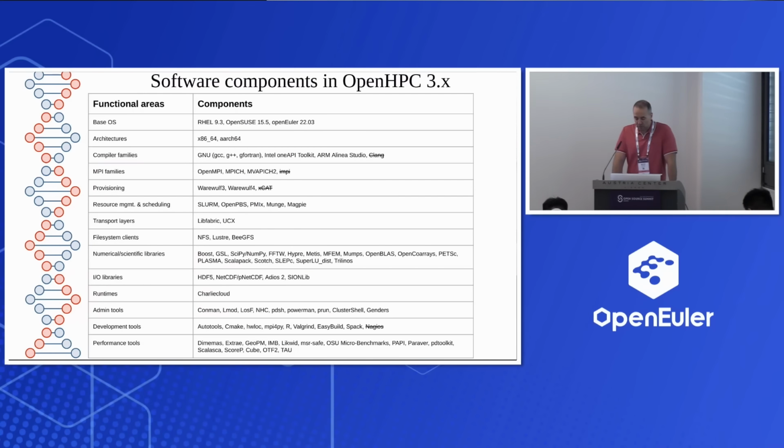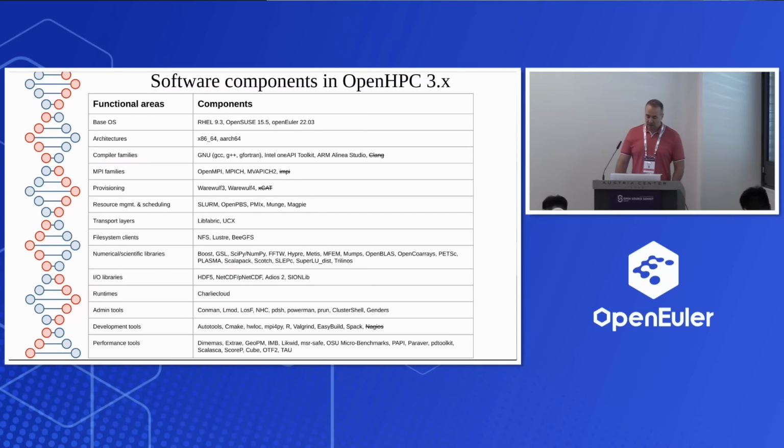The compiler families are the GNU compiler family, and also Intel for x64 and ARM Allinea Studio for ARM64 when you use specific hardware. Clang has also been supported in the past, but there were some problems, and at the moment it's disabled. MPI families, this is, as I said, the message passing interface. We support the most famous ones: OpenMPI, MPICH, and MVAPICH2. Intel MPI has been disabled due to some problems.